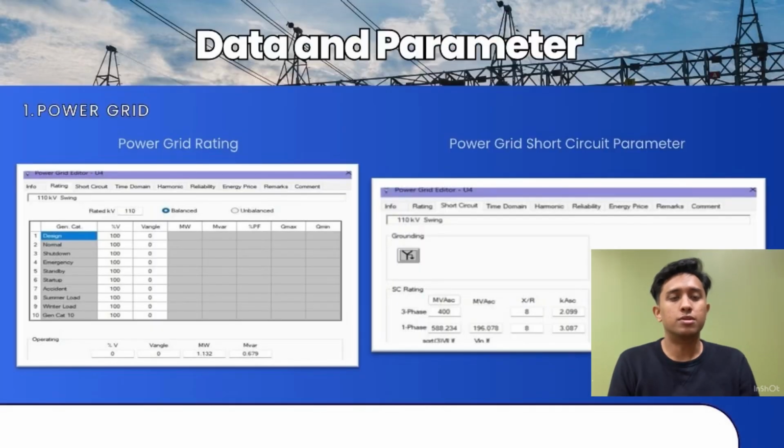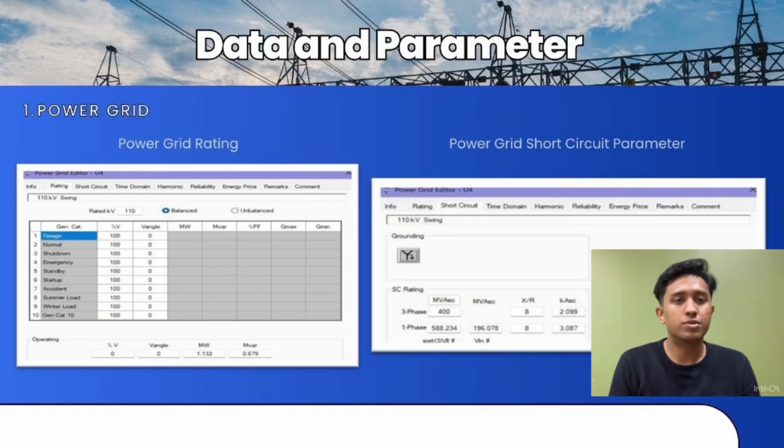So let's start looking at the power grid characteristics we are using in our analysis. This slide shows the key parameters for our power grid, specifically a 110 kV system operating in swing mode. First, the power grid acts as the primary source maintaining voltage and frequency for the simulation. As we can see on the left side, under power grid rating, you can see the general operating conditions. We have set the rated kilovolt at 110 kilovolt for a balanced system.